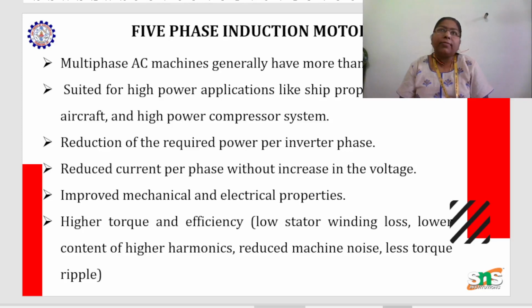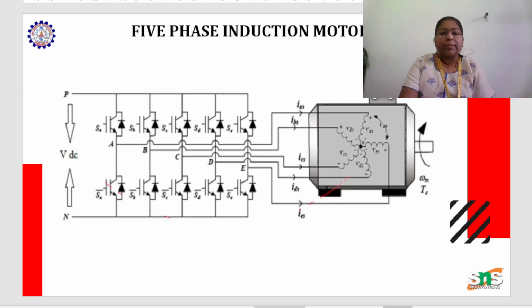And if the phases are higher, automatically the per phase power requirement in the inverter is going to be very low, and current per phase also is going to be very low, and it will improve the electrical and mechanical properties of the machine. You can achieve very high torque and efficiency because the number of phases is very high.